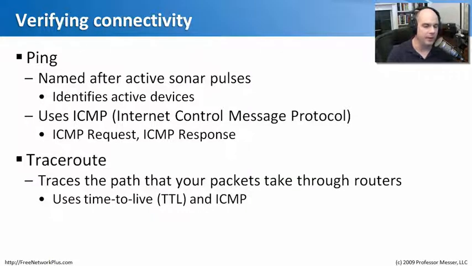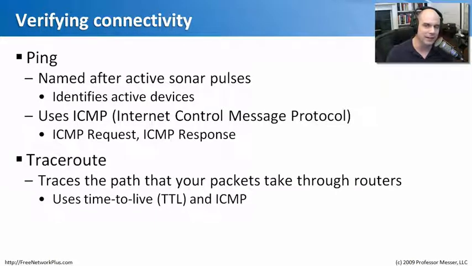Another useful utility is called Traceroute. If you're ever in an environment where there were multiple routers between you and another device, the Traceroute program will tell you exactly the routers that this packet takes to get between point A and point B. It uses the same ICMP protocol. It uses an ICMP message telling you that your time to live has exceeded. And so it's using a capability within the IP packet called TTL, time to live.